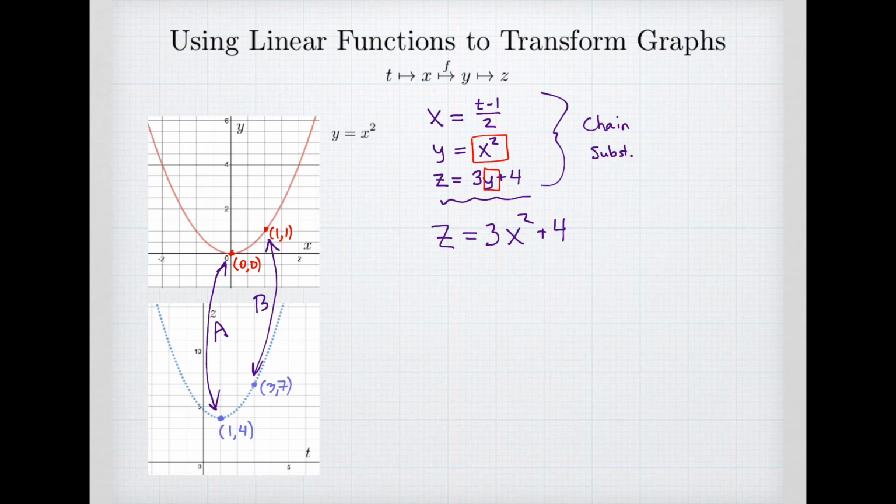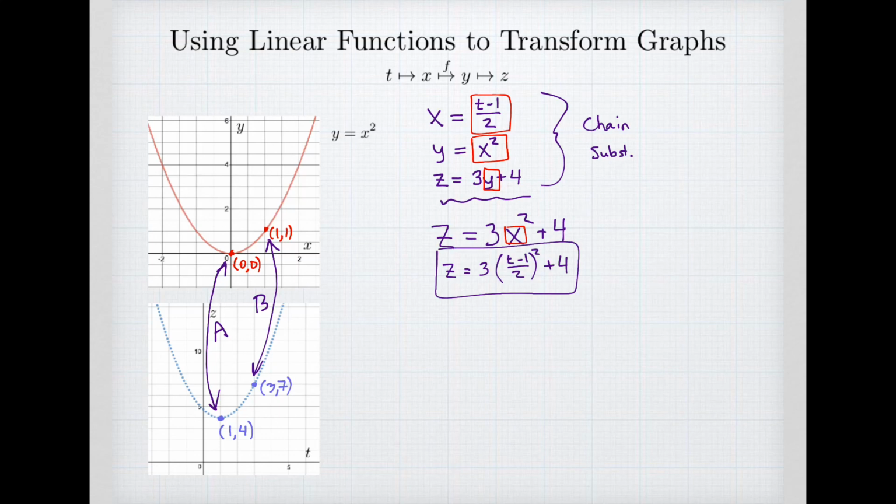Next, we're going to take x and substitute its formula, (t minus 1) over 2. So this is composition again. We're going to make the substitution, and so z equals 3 times the composition, x gets replaced by (t minus 1) over 2, that will be squared, plus 4. And this is the equation of my new parabola.